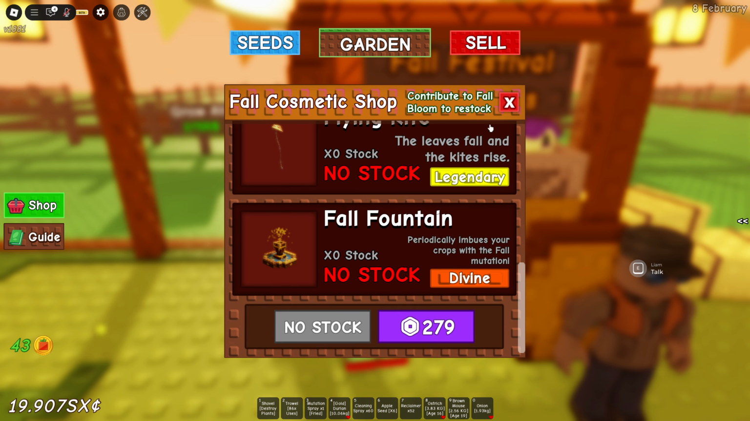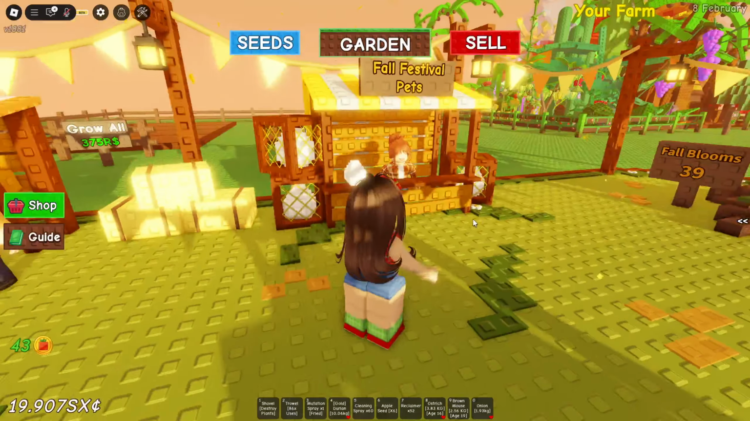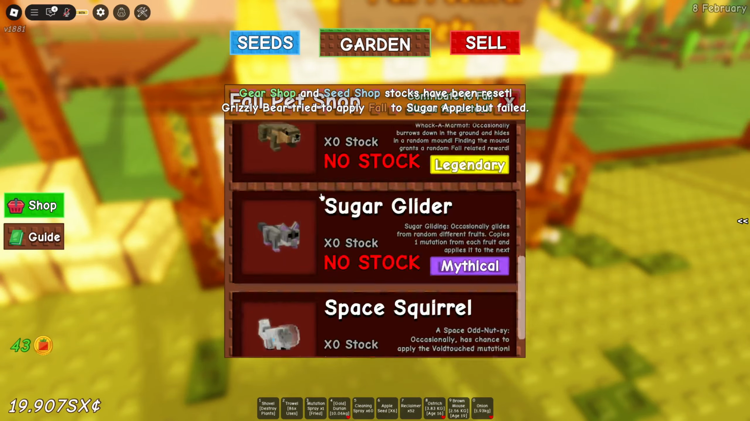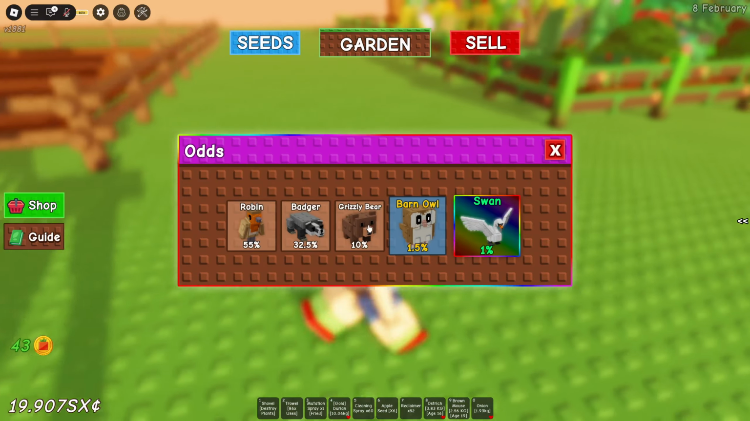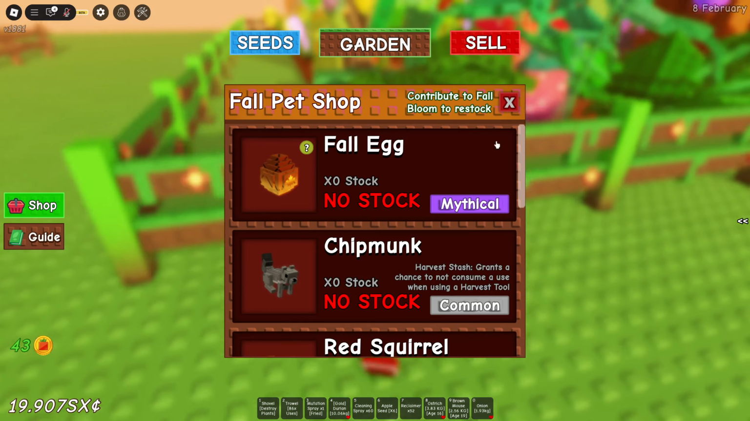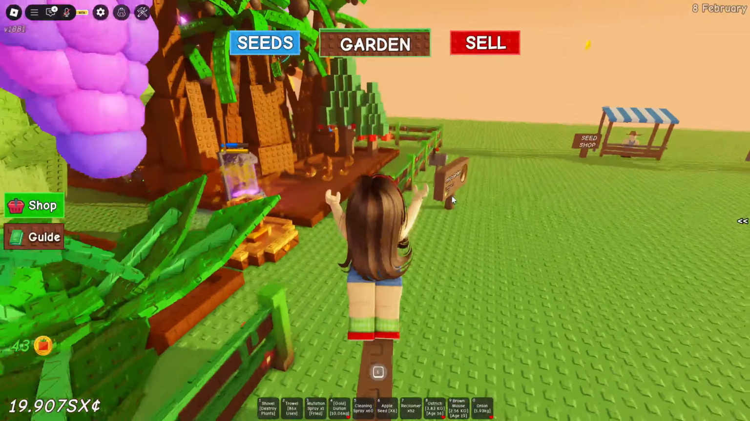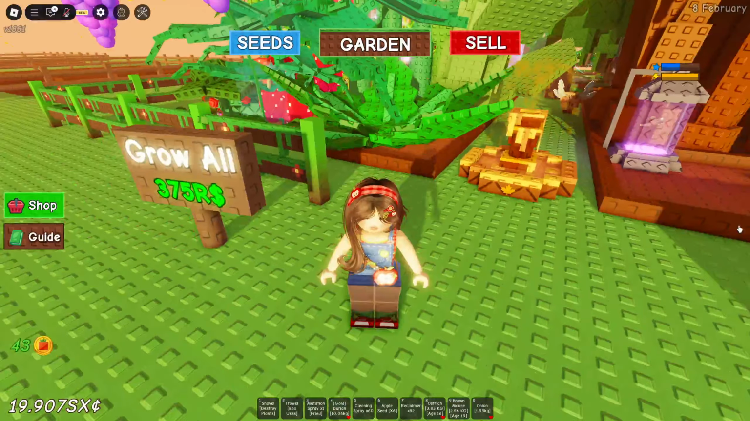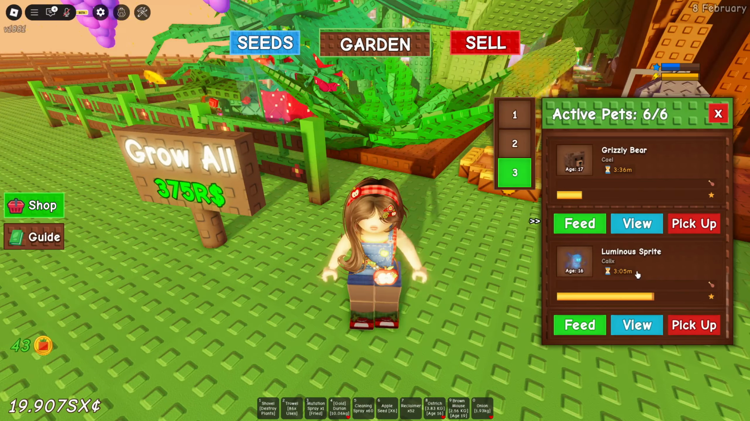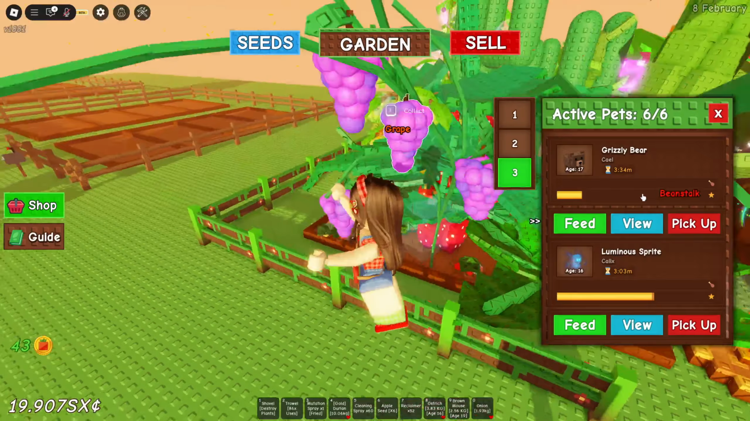So purchase that if it's in stock, or you can also get it by having this pet. The grizzly bear pet gives the fall mutation as well. I already have that. It's in my garden somewhere. There's this one here. But yeah, that is pretty much it really.